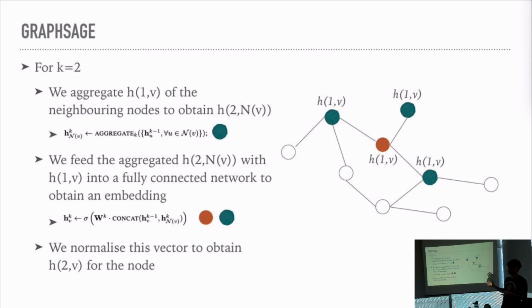So the next iteration, k equals 2. So all the nodes have some H1 already. Okay? And now we take the neighbors of the red node again, but this time we aggregate all the H1s. This is the next level. Okay? So once we aggregate all the blue nodes, we have H2 N(V). And once we have H2 N(V), we can put it together with H1 V of the node we're going to find to get H2 V. Yep. And then we can normalize H2 V again with the L2 norm.